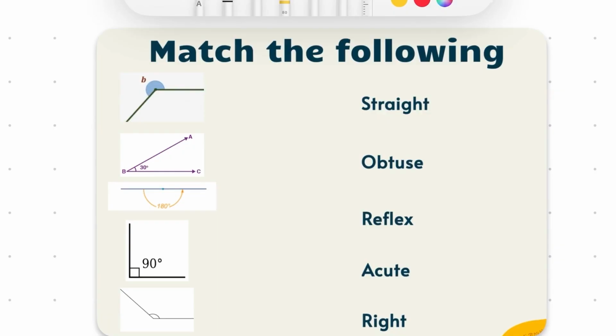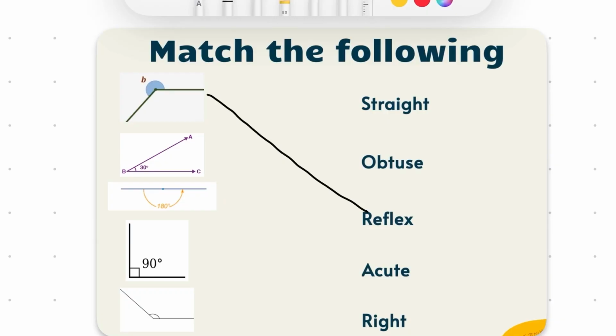So let's get started. For our first diagram, we have an angle that appears to be greater than 180 but less than 360 degrees. Remember that 180 degrees looks like a straight line and 360 degrees looks like an entire circle. So what kind of angle is that? Remember, that is a reflex angle. So for our first diagram, we can draw a line to reflex.